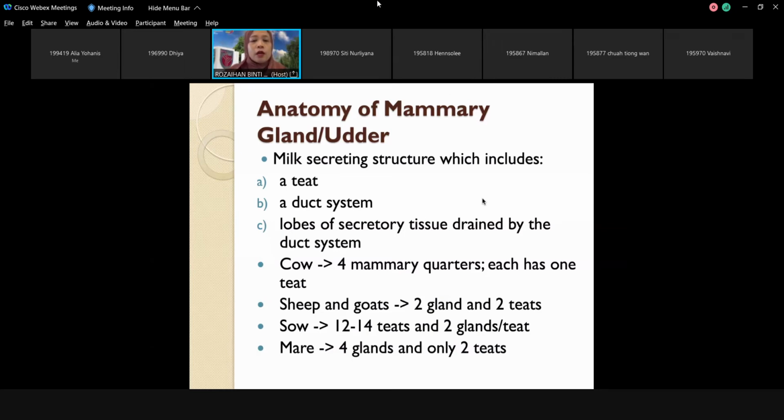Sheep and goats have 2 glands, or 2 quarters, with 1 teat each. In sows, there can be 12 to 14 teats, and sometimes they can have 1 teat for 2 glands. And in mares, they have 4 glands but with only 2 teats. So familiarize yourself with the anatomy of the mammary gland.